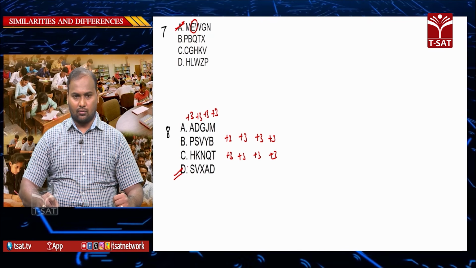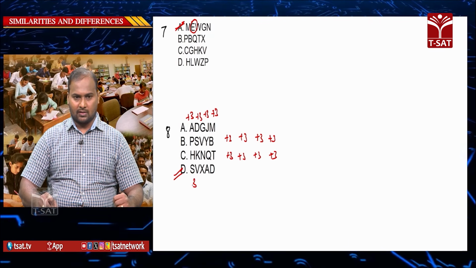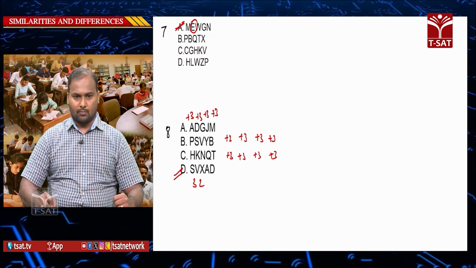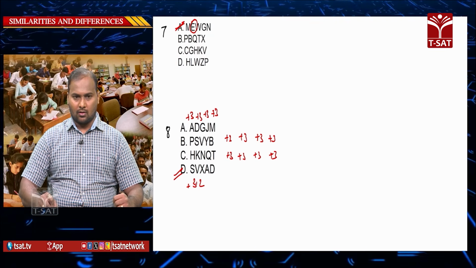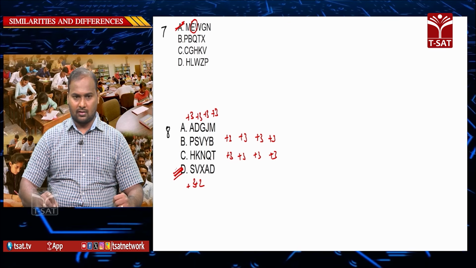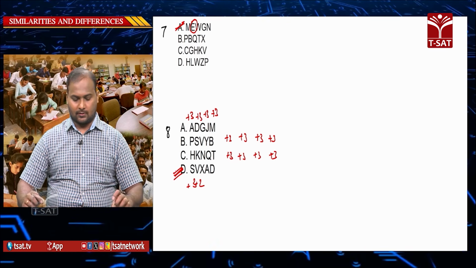Now if you see here S to V, S is 19, V is 22, so plus 3. V to X, it is plus 2. The moment you see that plus 3 and plus 2, obviously this is the different one. So your answer is option D.